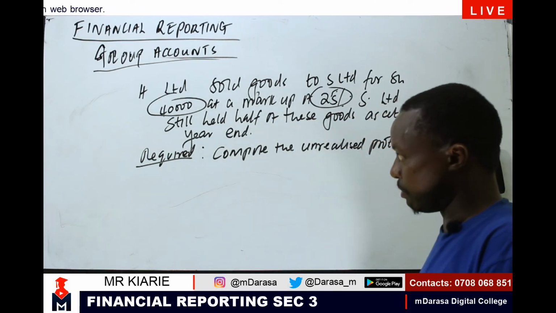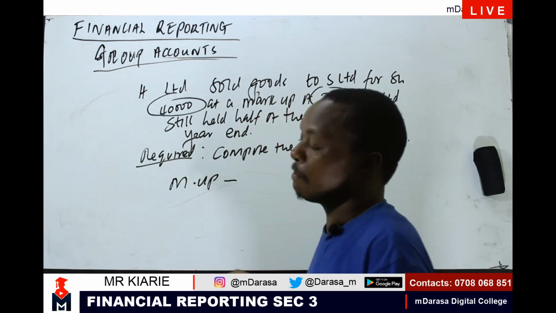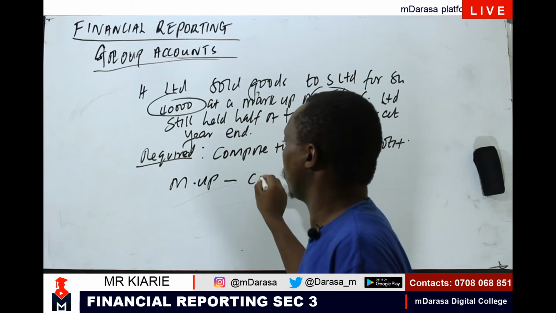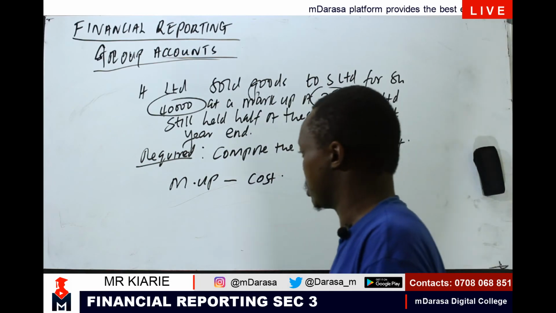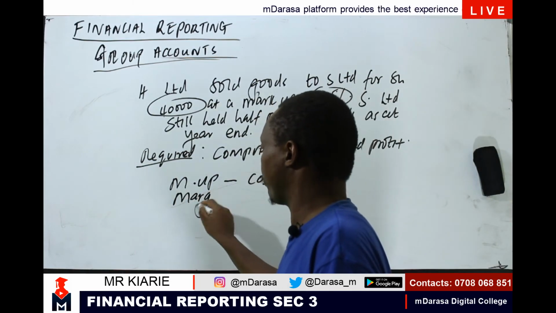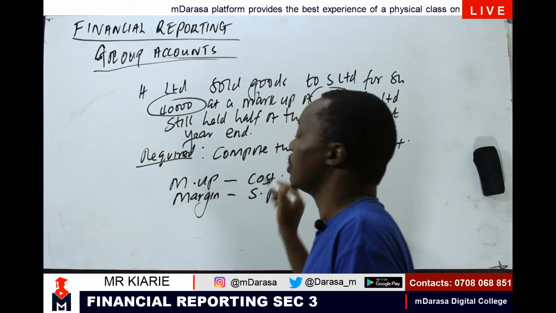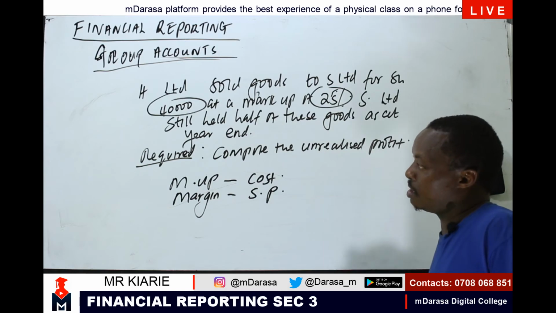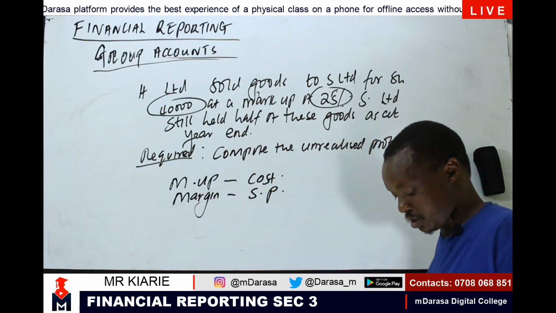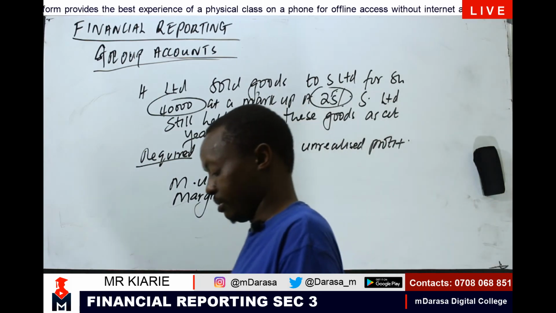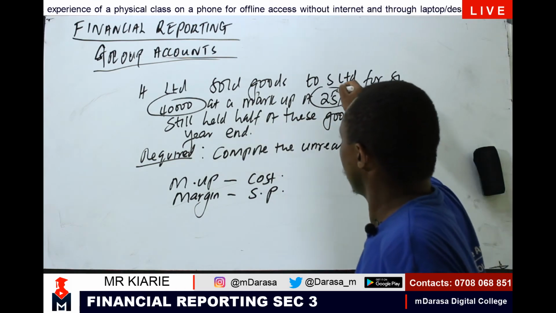Is that okay? In other words, what you're supposed to know is that markup is profit expressed on the cost of the goods. Margin is also profit, but in this case, expressed on the sales or the selling price of the goods. So, in order for you to apply the 25% on the 40,000 to compute the unrealized profit, is that appropriate? No. It is not appropriate to do that because this 25% is markup.